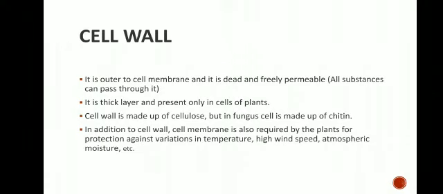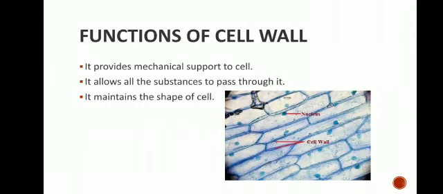In addition to the cell wall, the cell membrane is also required by plants for protection against variations in temperature, high wind speed, atmospheric moisture, etc. So what is the function of this cell wall? It provides mechanical support to the cell. It allows all the substances to pass through it, and it helps in maintenance of the shape of a cell.